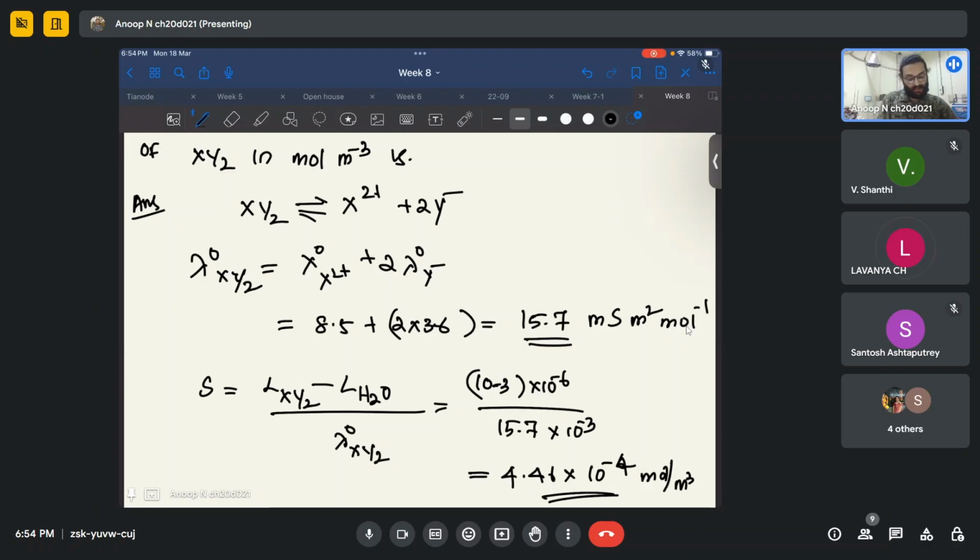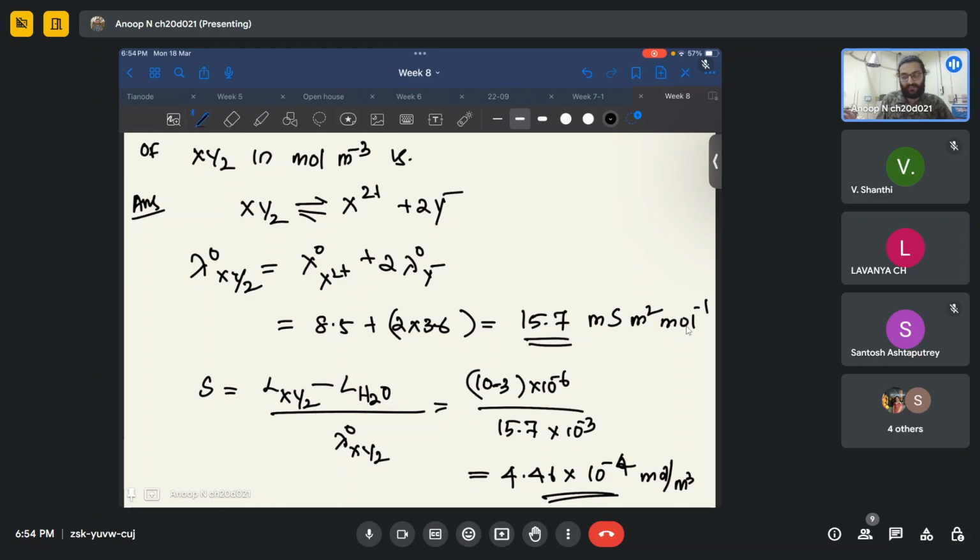So we have an equation: solubility is nothing but a concentration. We have the equation, right? Lambda at infinite dilution is equal to the difference of specific conductance divided by the concentration. Concentration becomes solubility in sparingly soluble salt problems. So that is 10 minus 3 into 10 raised to minus 6.